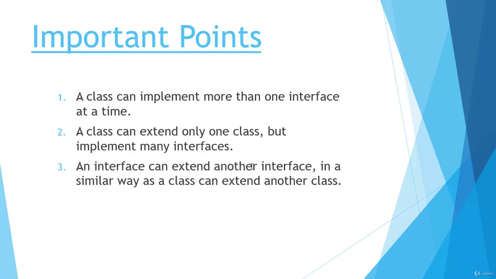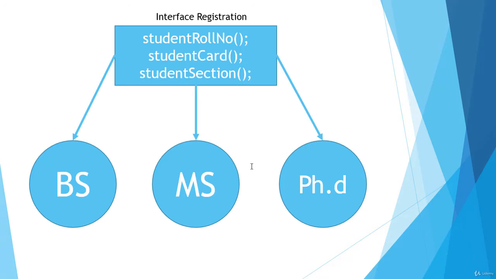So these are some important points you have to understand while using the interface. Now you may have a question in your mind: why are we using the interface? I will give you an example so that you have a better understanding. Look at this. The above rectangle box is the interface. The name of the interface is Registration. Whenever a student goes to university to take admission, that student must get a roll number, student card and section. These are the three things that every student in the university gets. That student may be a BS student, MS student or PhD student. All the students must have these three things.